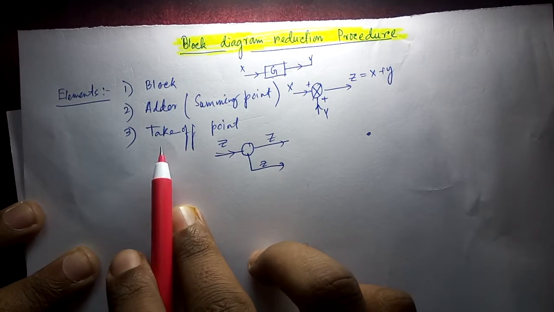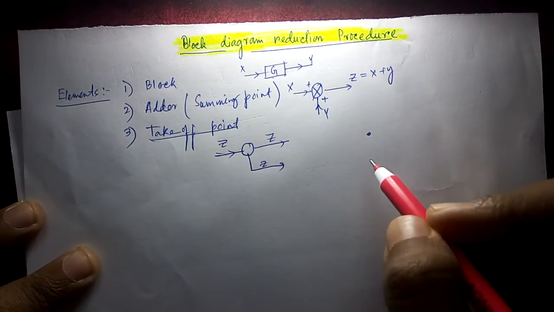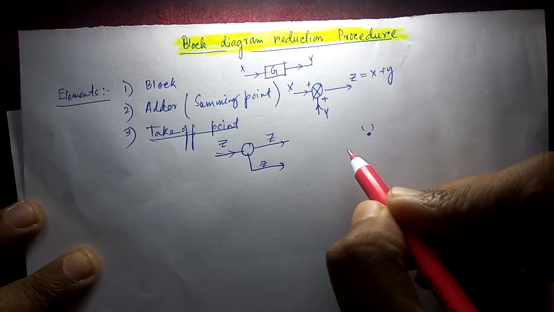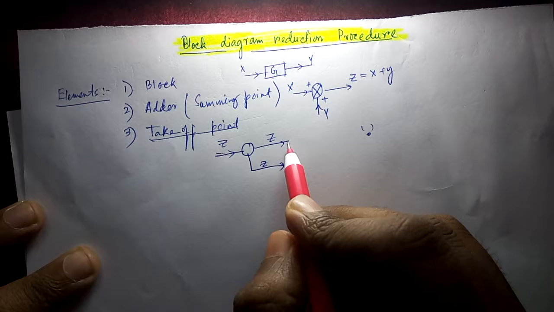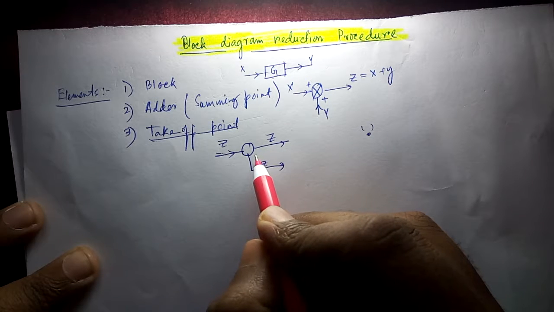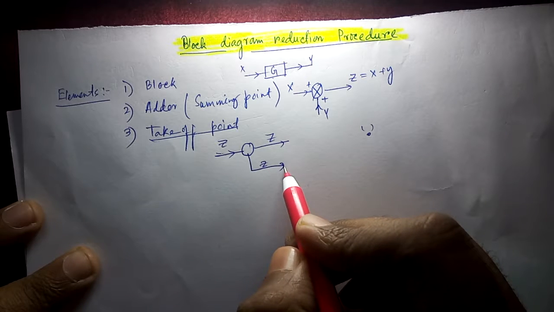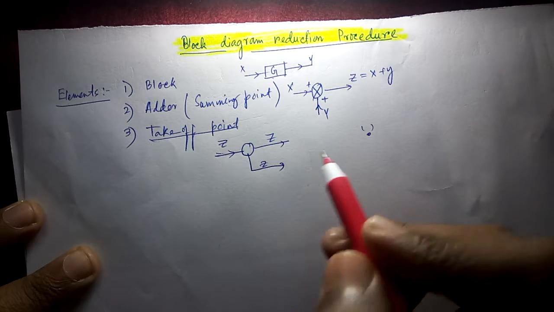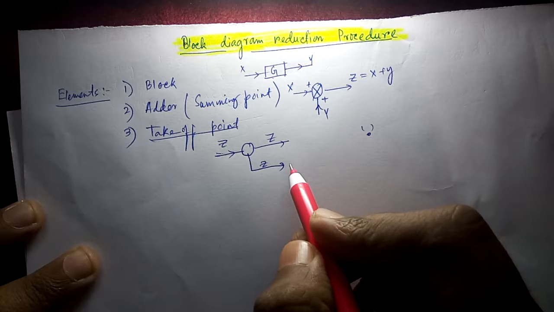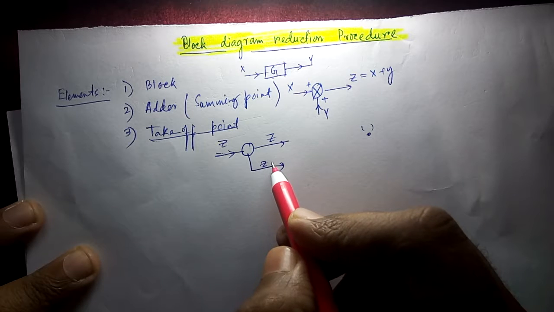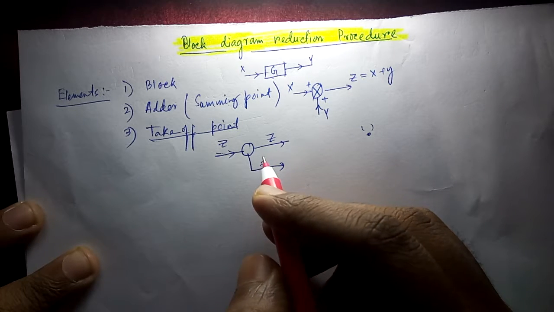The third one is the takeoff point. This is very important. We represent the takeoff point with this sign or with a dot. Now what is a takeoff point? If any signal is flowing through a path, we can take the same value to another path through the takeoff point. It means we are taking the same value for another purpose, like another feedback or something like that. Hence here Z is the takeoff point.